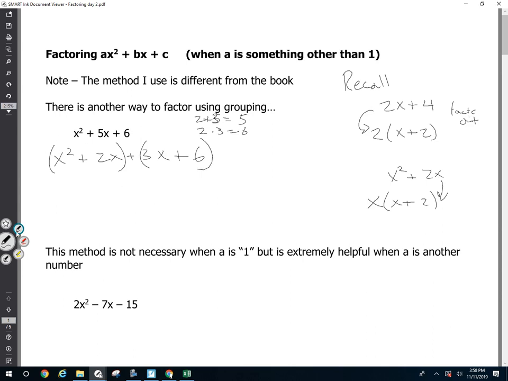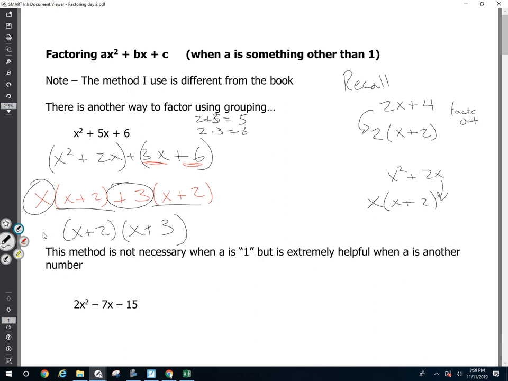You can decide, okay, both of these share an x. I'm going to factor out an x. You can decide both of these share a 3. I'm going to factor out a 3. Then you can see, oh, both of these share an x plus 2. I'm going to factor out the x plus 2. What I have left is x plus 3. Look at that. I went from there to there.